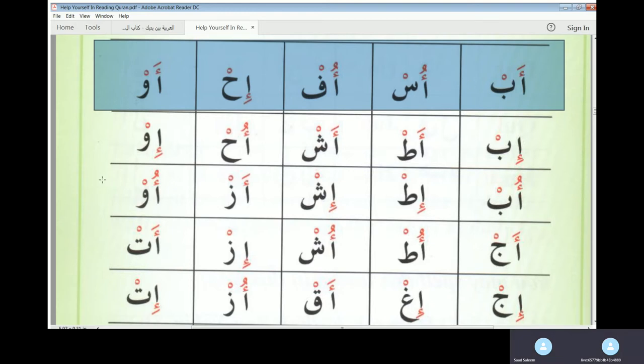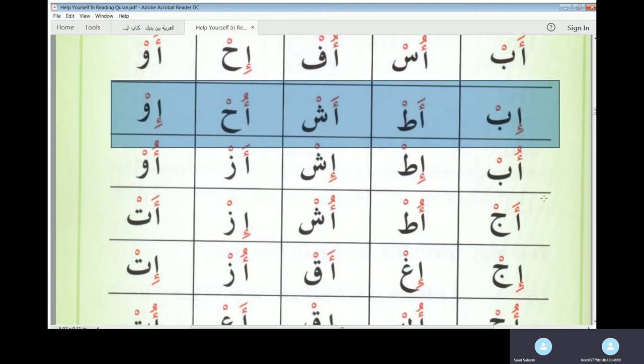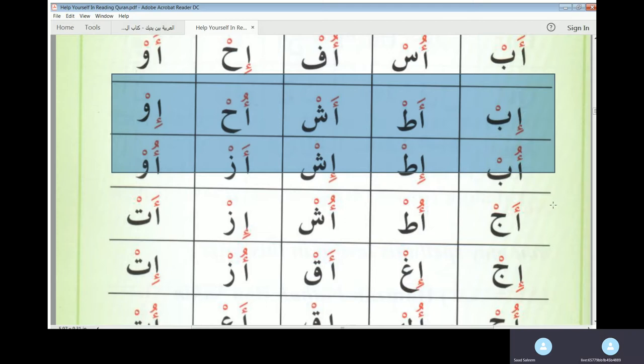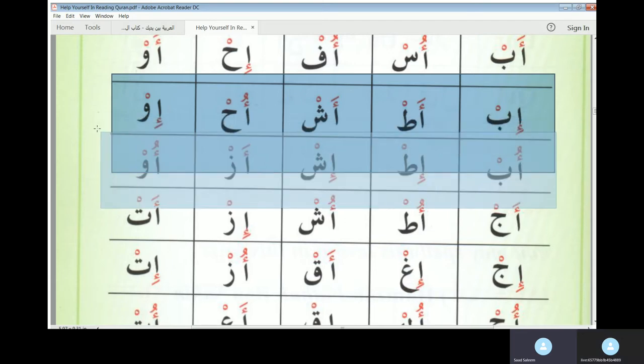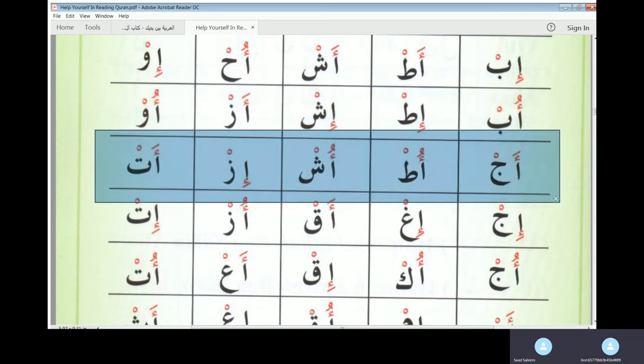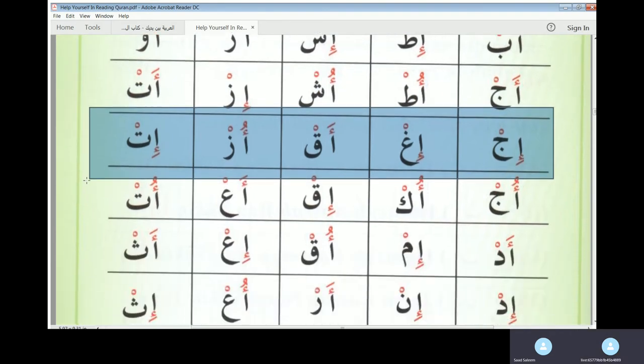Us, uf, ib, it, ash, at, at, ash, ub, it, ish, as, ad, ut, ush, is, at, egg, it.